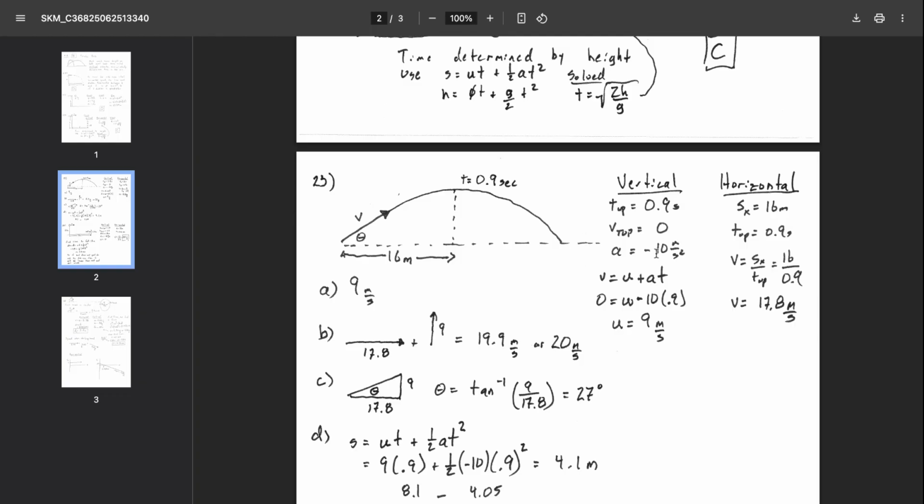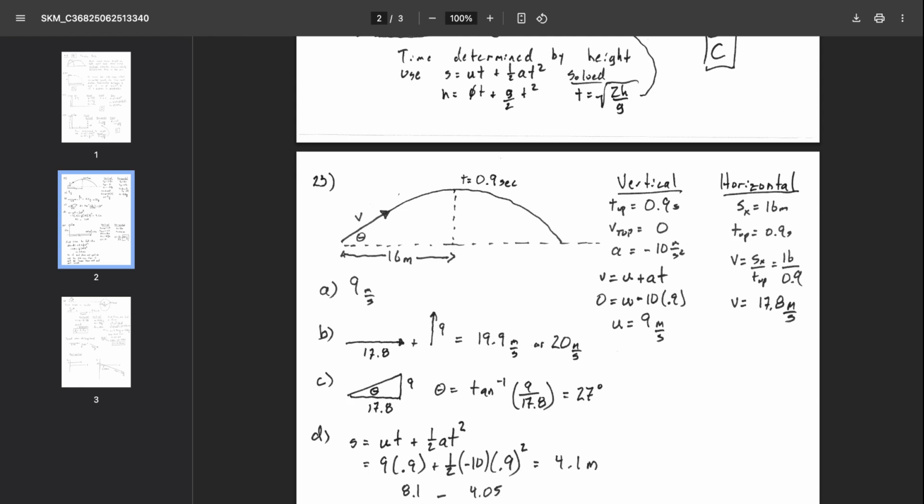So because I have this, it allows me to answer A very quickly. A asks, what's the vertical component of the initial velocity? So let's find the vertical initial velocity, which will be u. So v is equal to u plus at. 0 is equal to u minus 10, I'm using gravity as 10, times 0.9. So we must have an initial velocity in the vertical direction of 9.